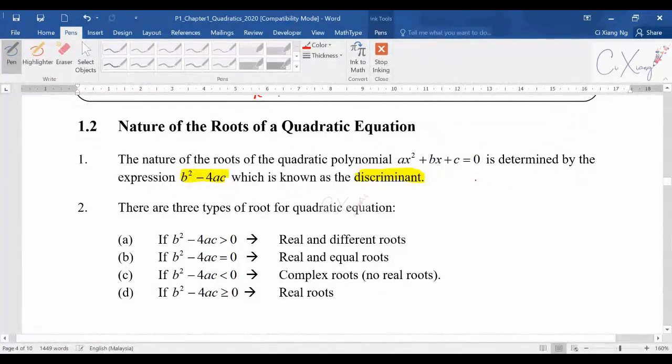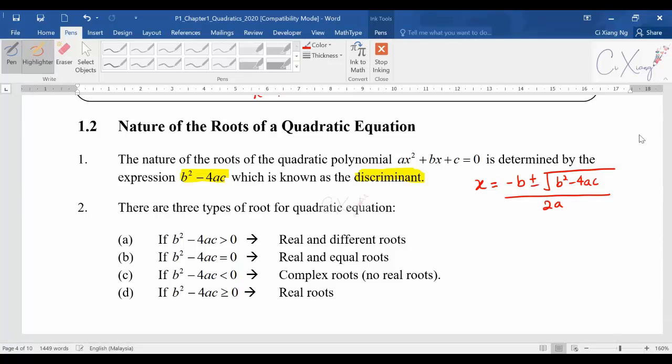So why can we decide the nature of roots by using this expression? The reason is that when you try to solve the quadratic equation by using the quadratic formula, the b squared minus 4ac actually appears in your formula. Can you see the b squared minus 4ac on top there? Now I will link this formula with the discriminant concept that we are learning here so that you can link them together.